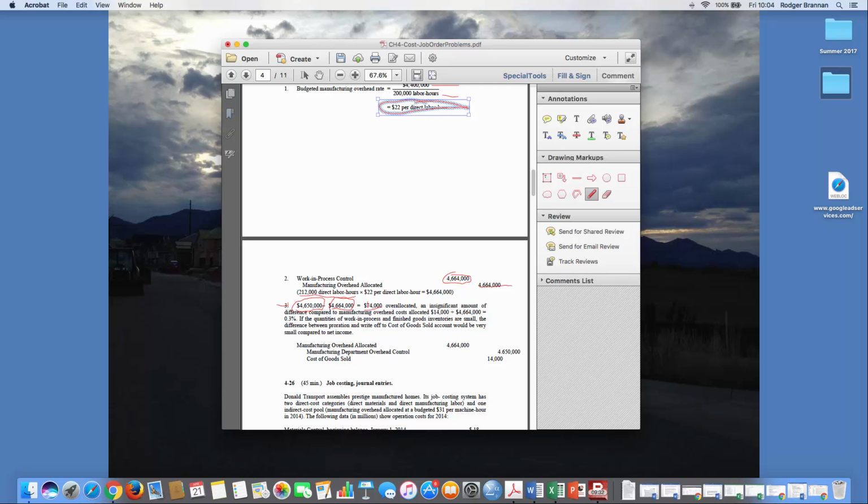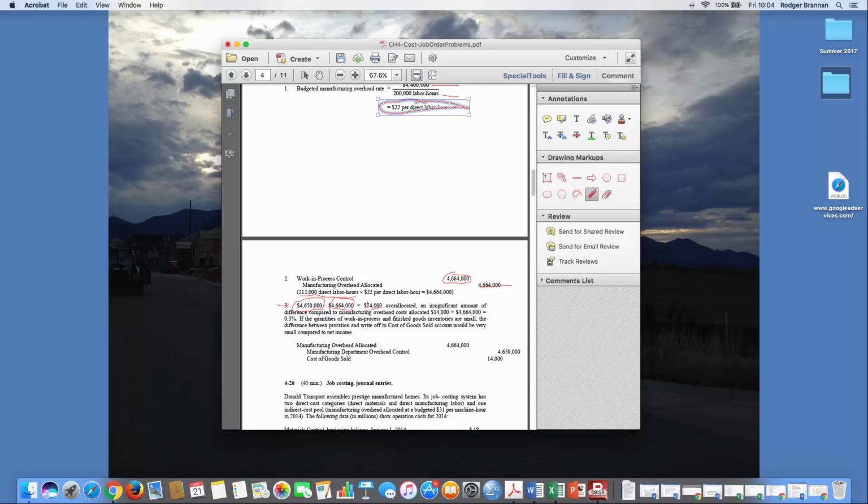So from the point of view of a T account, what I always want to do is adjust the allocated or applied overhead so that it equals the actual. So I'm never going to adjust the actual. I will either debit or credit to increase or decrease the allocated overhead so that it equals that, okay?